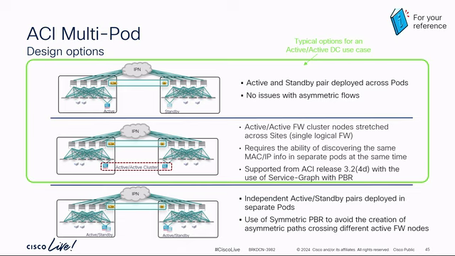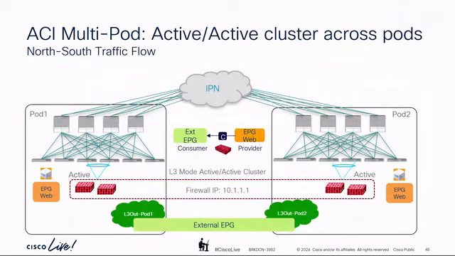So we typically recommend the first or second option because multi-pod is one logical fabric, although it's distributed to different locations. So similarly, the firewall cluster is kind of one cluster or one HA across pods. So I'm going to cover the second use case because the first use case is pretty simple. It should be straightforward. So let me explain how forwarding works for the active-active cluster case for both north-south and east-west.